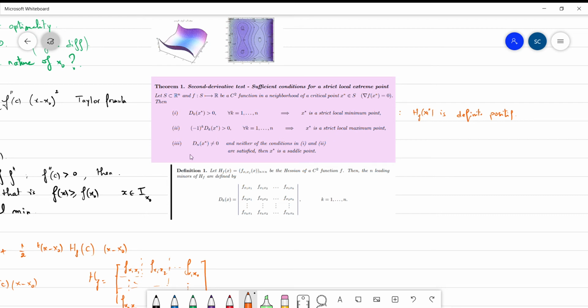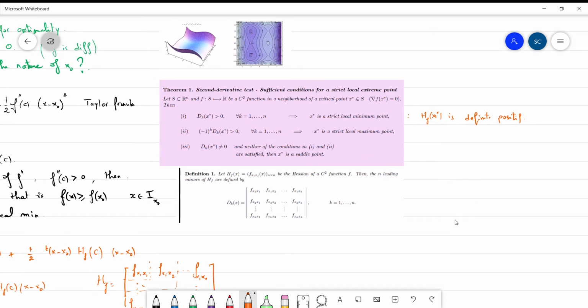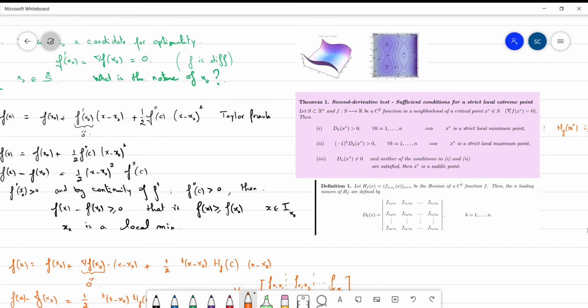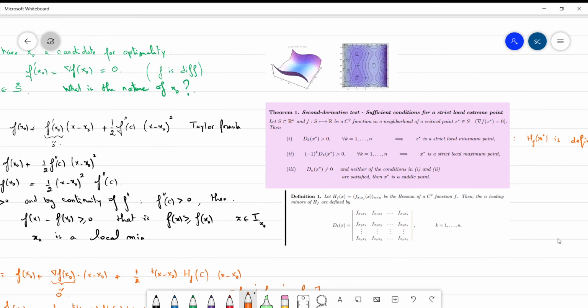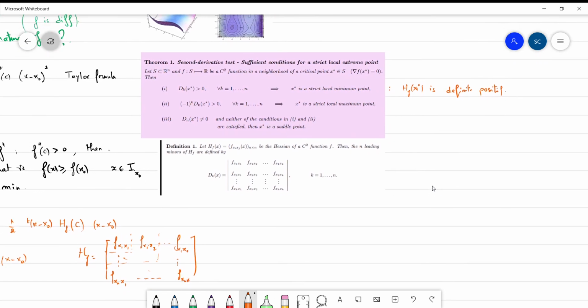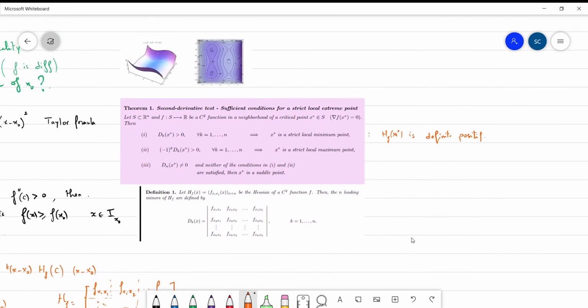Okay, and what else? If now the whole determinant of the Hessian matrix at x star is different from 0, and neither 1i nor 2i is satisfied, then we have a saddle point. So we cannot have a local extreme point. So this is the main theorem, the tool we have to characterize local candidates. Okay, so let's do one example.